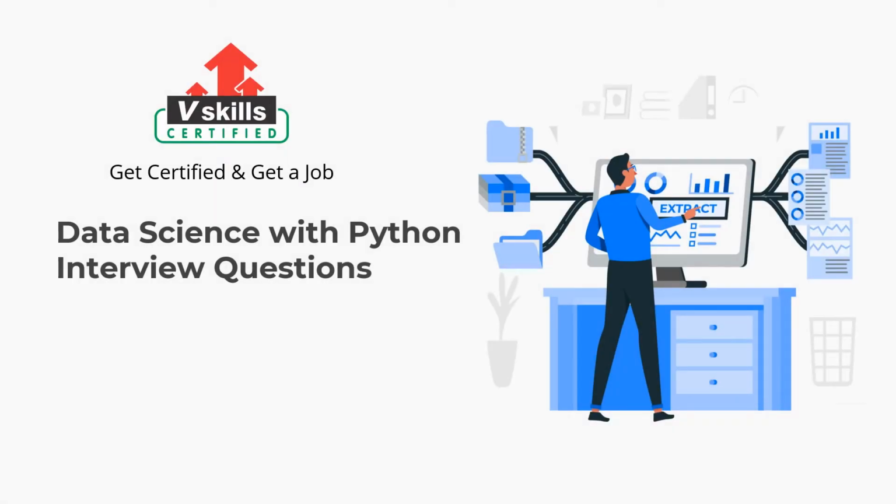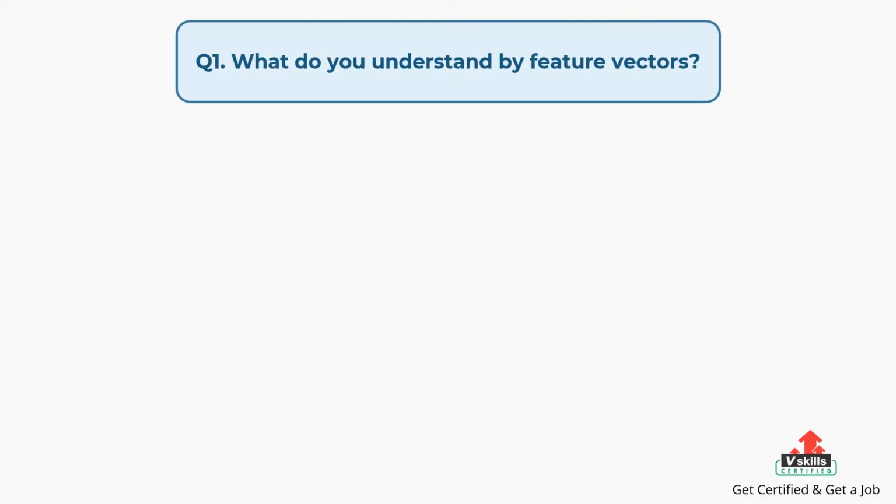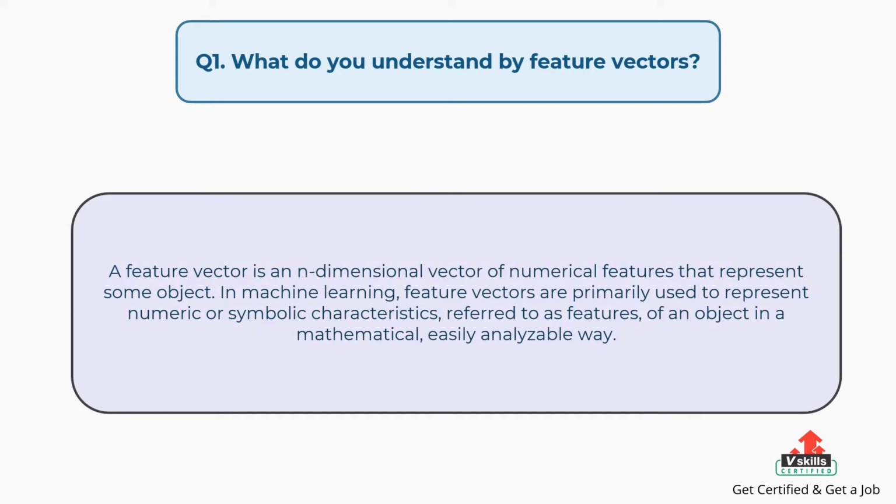In this video, you will learn about the top interview questions for data science with Python. So, let's get started. Question number 1. What do you understand by feature vectors? The answer is: a feature vector is an n-dimensional vector of numerical features that represent some object.